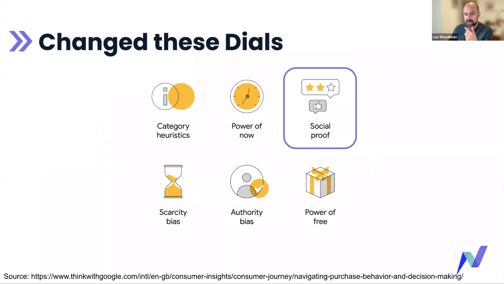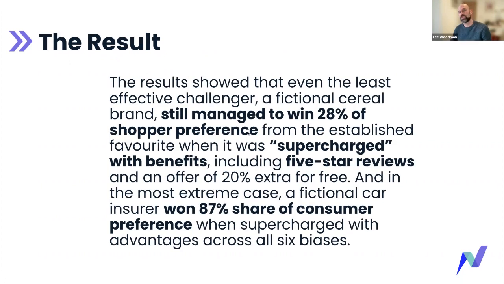These are our things that we can dial. So they dialed social proof, authority bias, and I think it was power of free. The results show that even the least effective challenger, a fictional cereal brand, still managed to win 28% of the shop preference from the established favorites when it was supercharged with benefits, leading 5-star reviews, and 20% discount or 20% free. And in the most extreme case, a fictional car insurer took 87% share of consumer preference when supercharged with those 6 biases. So it works basically, and we see it working time and time again with the brands that we work with.